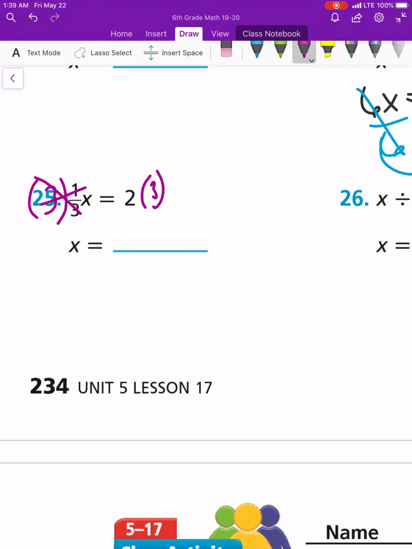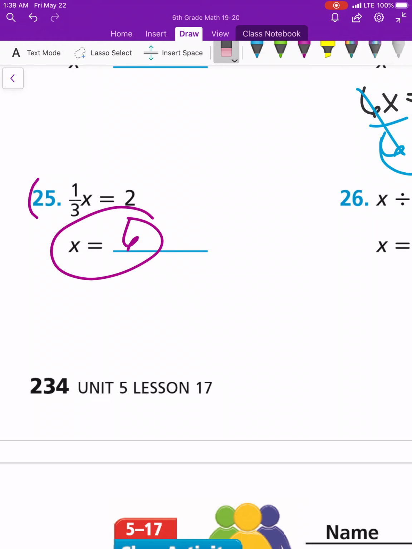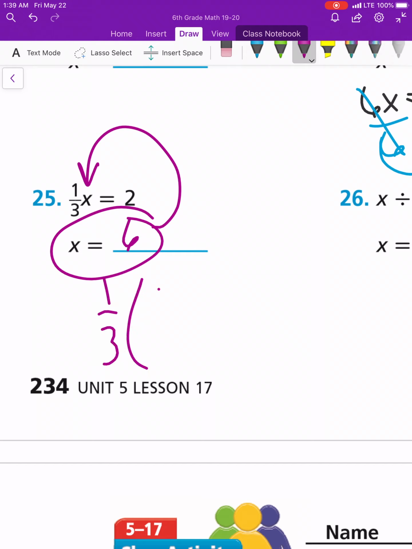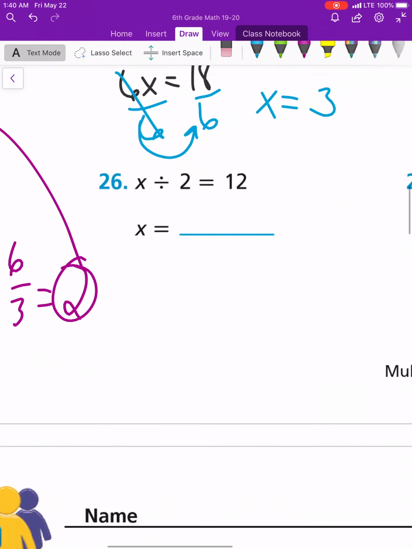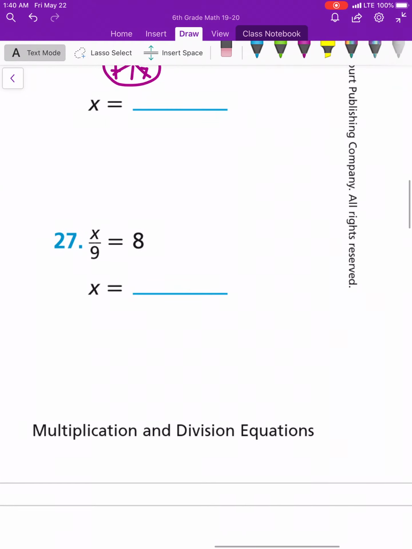So now I have 2 times 3 is 6. I'm going to erase all of this now. If I plug this 6 into this 1/3, I should get 2. Let's try. Times 6 over 1 equals 6 over 3. How many times does 3 go into 6? 2 times. 2 is my answer. Okay, great. Skipping number 26.